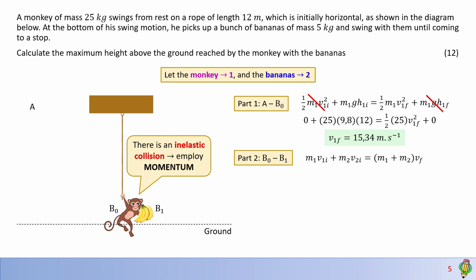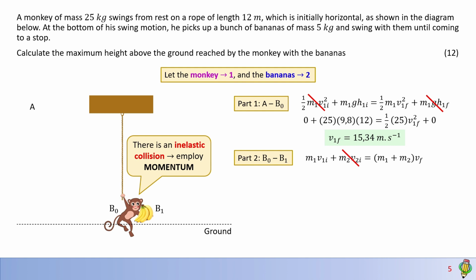Now we can go ahead and cancel terms that are zeros. Does the monkey have initial velocity or initial momentum? Yes, it does. Do the bananas have initial momentum before the collision? No, so that term becomes zero. Do the monkey and the bananas have final velocity? Yes, just after the monkey picks up the bananas, they will have a final velocity which will cause them to swing on the rope again.